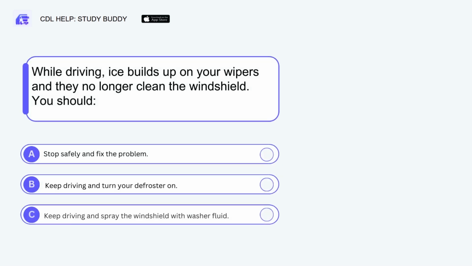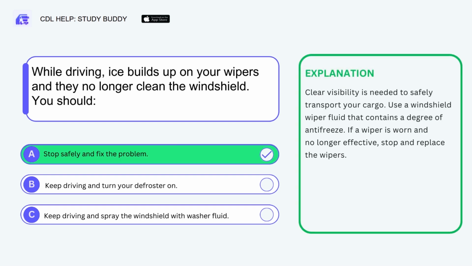While driving, ice builds up on your wipers and they no longer clean the windshield. You should: Clear visibility is needed to safely transport your cargo. Use a windshield wiper fluid that contains a degree of antifreeze. If a wiper is worn and no longer effective, stop and replace the wipers.